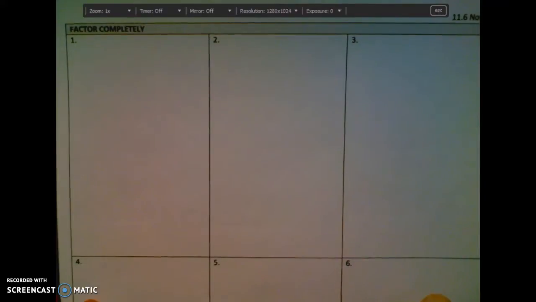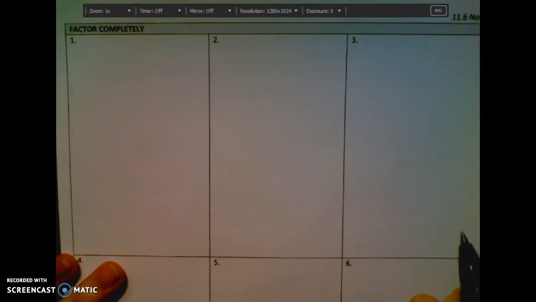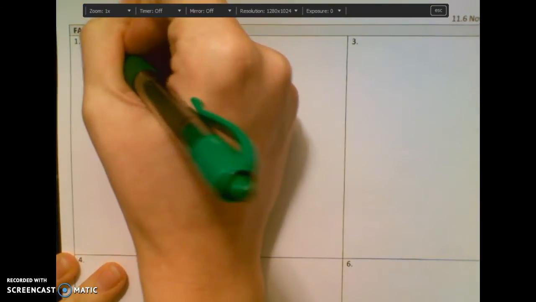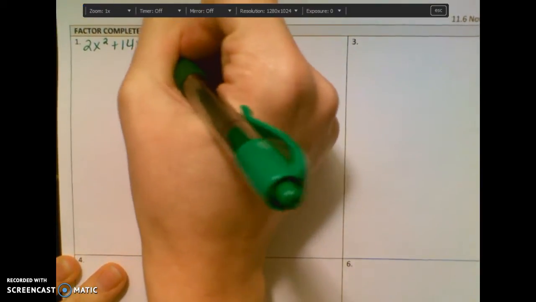Alright, here we go. It is time to put those steps into practice. We are going to go through a few of these together, and then I'll have you do a few on your own. So the first one, we have 2x squared plus 14x plus 24.